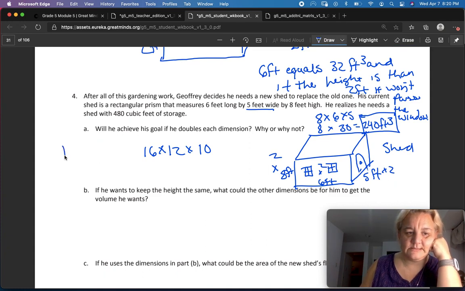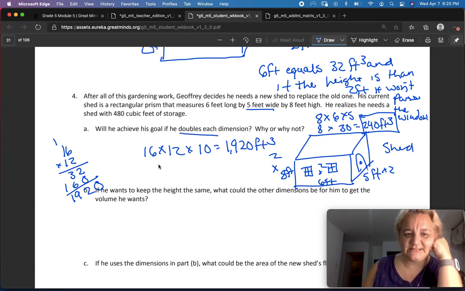Okay, well, 16 times 12 is 12, carry the 1, is 3, drop a 0, 6, 1, and we've got 192, and then multiply that times 10, and we just add a 0, which equals 1,920 feet cubed. Well, did he double his dimensions? Yes, but did he get 480 cubic feet of storage? No, he didn't. It's way too big. That's like 4 times bigger. So I do not think that that would work.